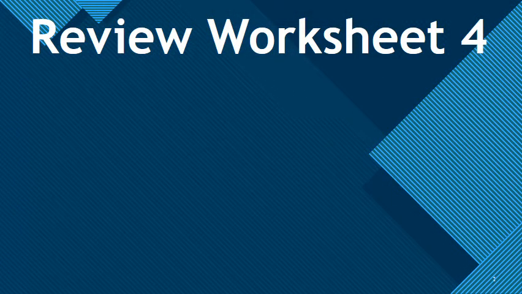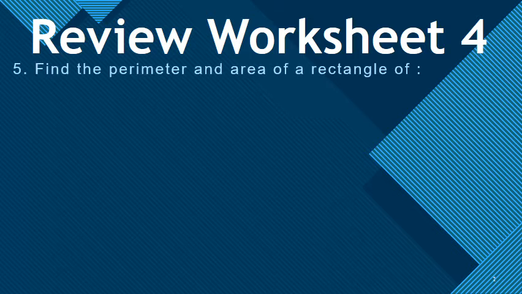Children, in the previous video lesson of review worksheet 4, part 1, we have done question number 1 to question number 4. So, in this video lesson, we will continue the review worksheet 4 from question number 5. Question number 5 is: find the perimeter and area of a rectangle of part B, length is equal to 14.5 kilometers, breadth is equal to 7 kilometers. So children, the length of the rectangle is 14.5 kilometer and its breadth is 7 kilometer.